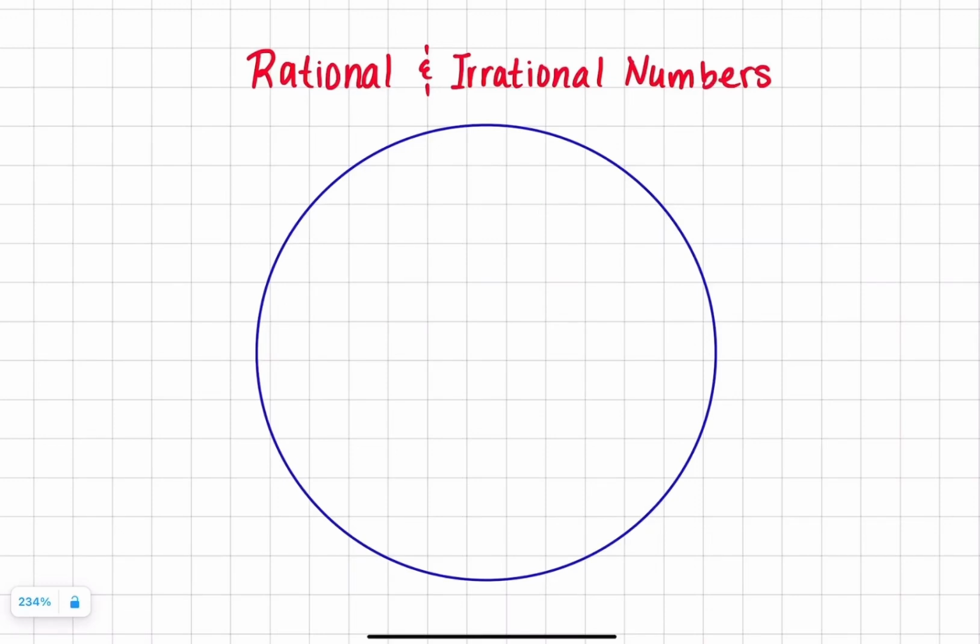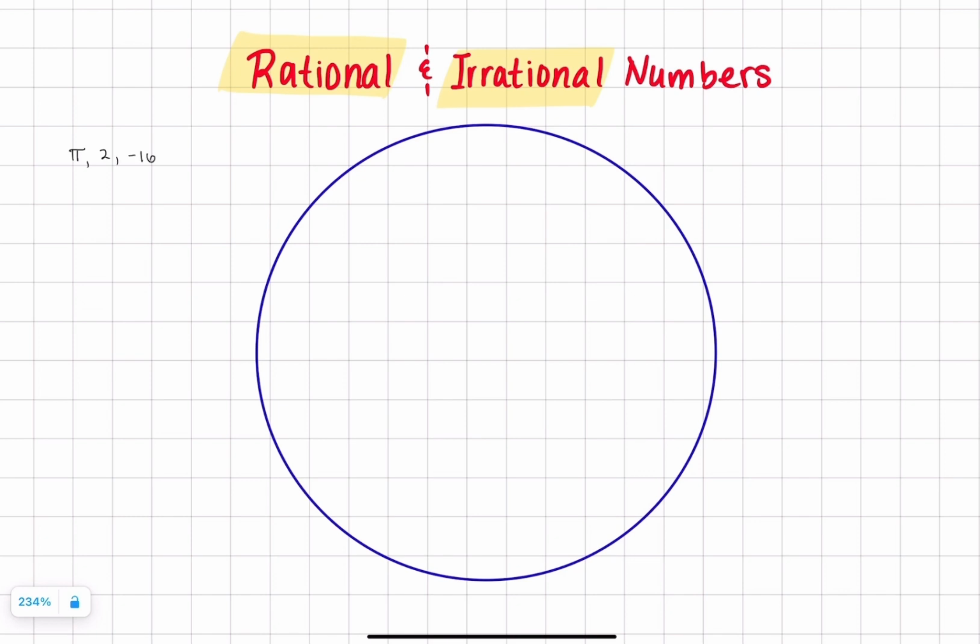Hello everyone, today you will learn about the 6 different types of numbers which are classified into 2 main groups, rational and irrational numbers. So let's look at a few numbers.